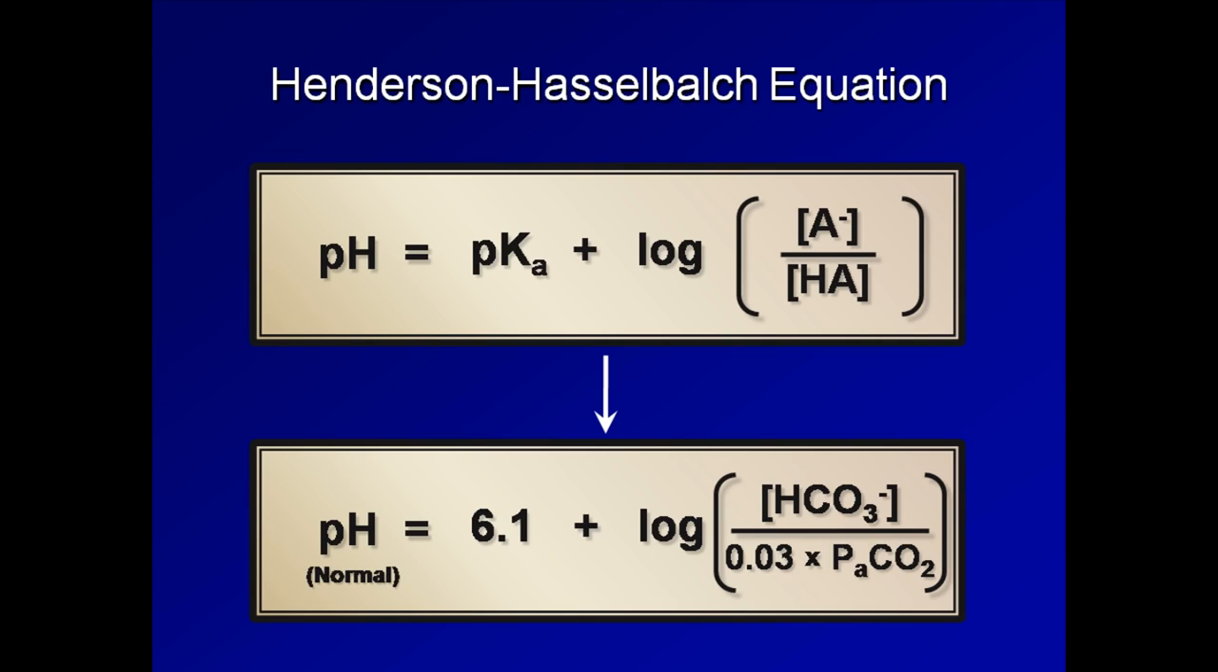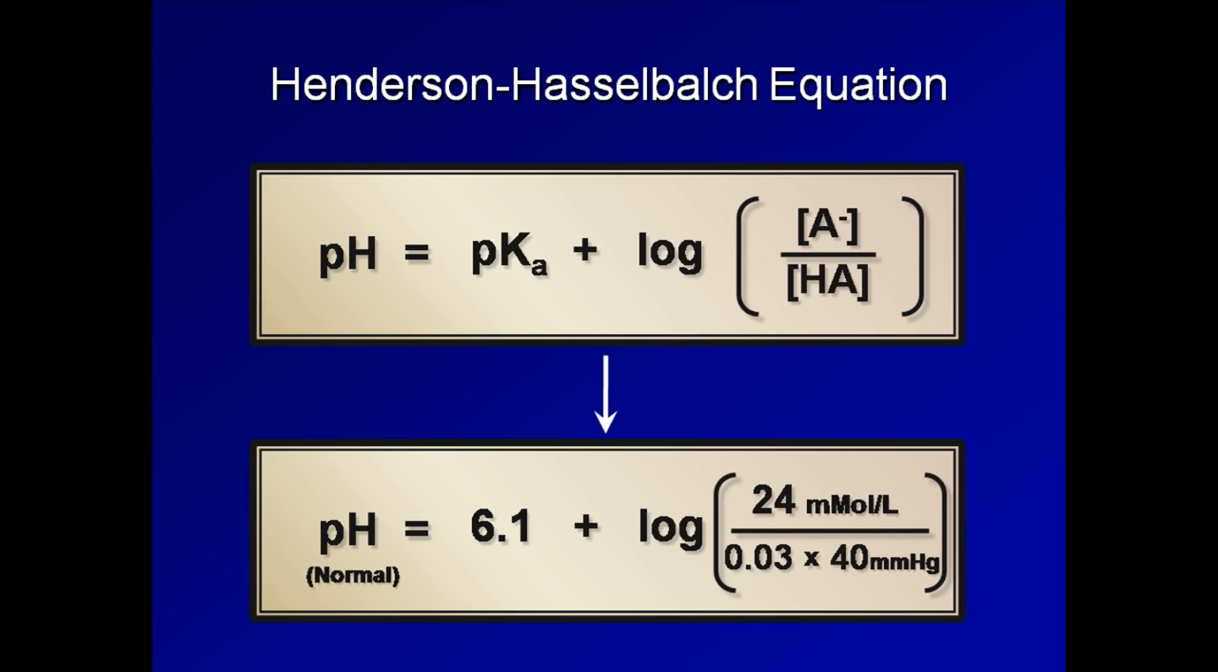A normal bicarbonate level is approximately 24 millimoles per liter. Of course, it's actually a range of normal values, but since we can't plug a range into the equation very easily, just trust me that 24 is the single most reliable number to use for a quote normal bicarb. The normal partial pressure of carbon dioxide in arterial blood is 40 millimeters of mercury.